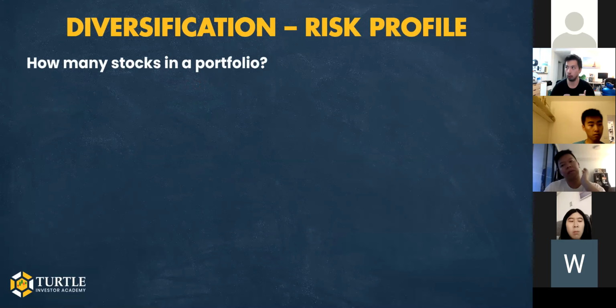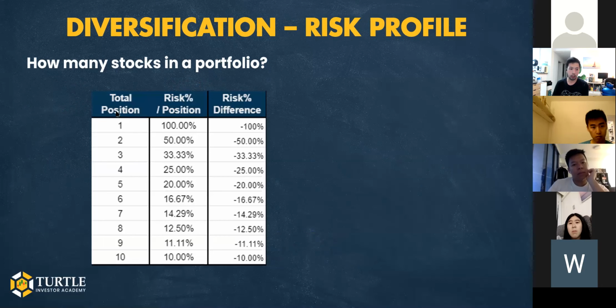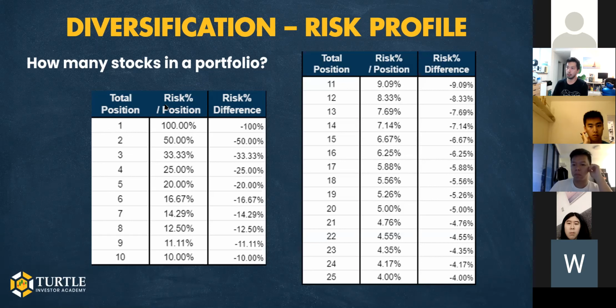And of course, depending on the total position, the total stocks that we have, it will have a different risk profile. I'm just going through this quickly here, so bear with me. It's going to be a lot of numbers and a lot of calculation, but I'm going to summarize that at the end as well. In the first column you have total position, you have risk percentage per position, and you have a risk difference on each of the total positions, right? As a rule of thumb, we just use 1 to 25, not going to do too much.